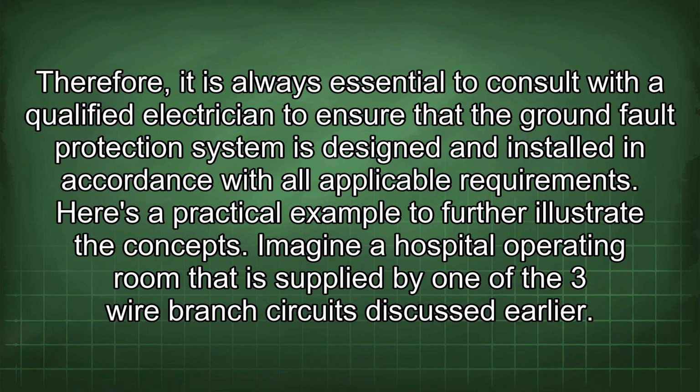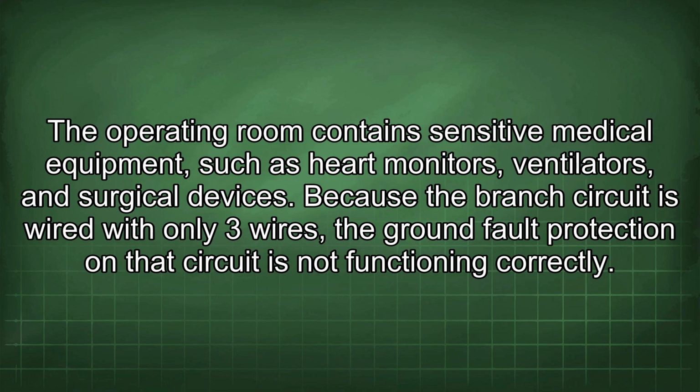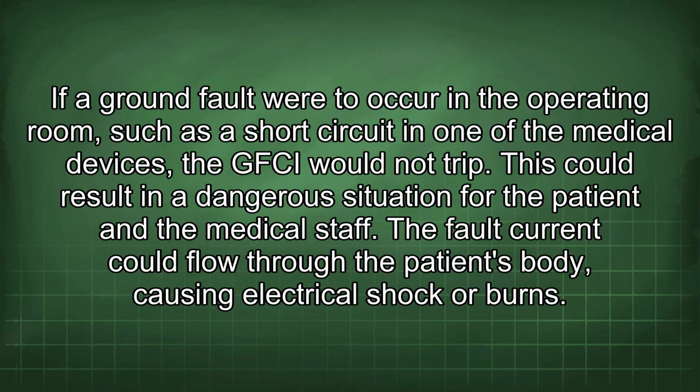Here's a practical example to further illustrate the concepts. Imagine a hospital operating room that is supplied by one of the 3-wire branch circuits discussed earlier. The operating room contains sensitive medical equipment such as heart monitors, ventilators, and surgical devices. Because the branch circuit is wired with only 3 wires, the ground fault protection on that circuit is not functioning correctly. If a ground fault were to occur in the operating room, such as a short circuit in one of the medical devices, the GFCI would not trip.